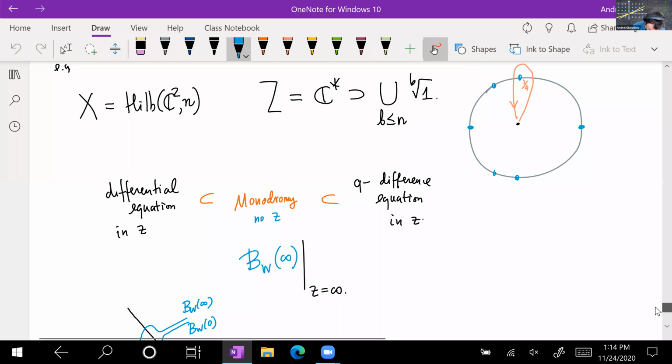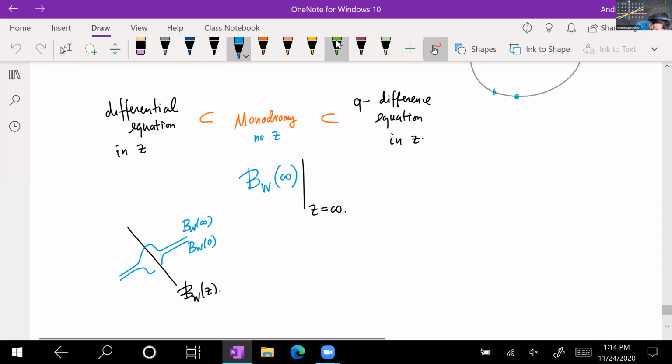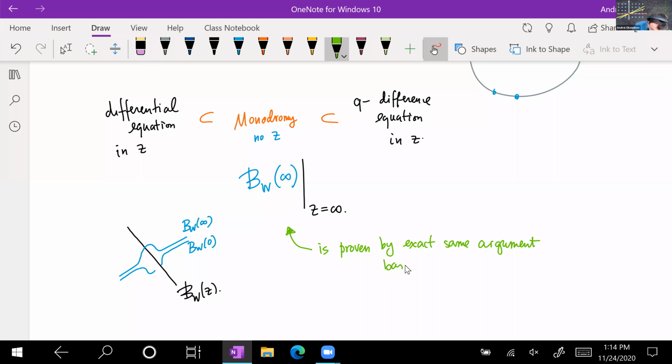And now, this is proven. It's proven by the exact same argument, based on the philosophy that nothing commutes with R matrices.